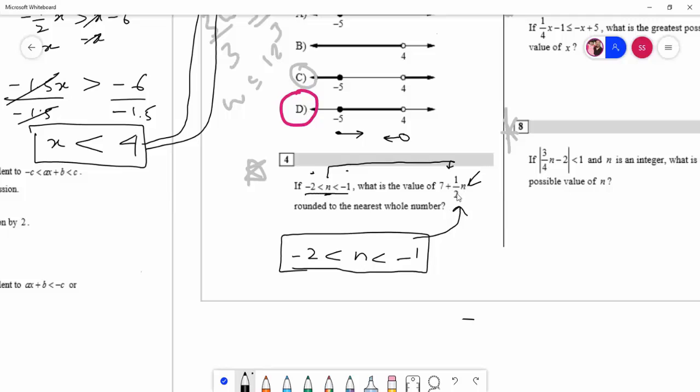So what I can do here is I'll try to make this n into 7 plus half of n. I'll just multiply 1/2 to everything. You will get 1/2 multiplied by -2 is less than 1/2 multiplied by n is less than 1/2 multiplied by -1. You'll get 1/2 times -2, 1/2 times -1. There'll be -1 is less than half of n.